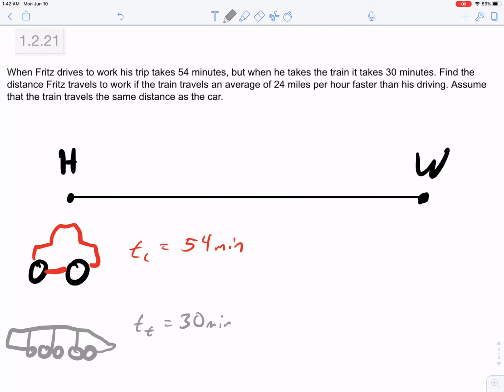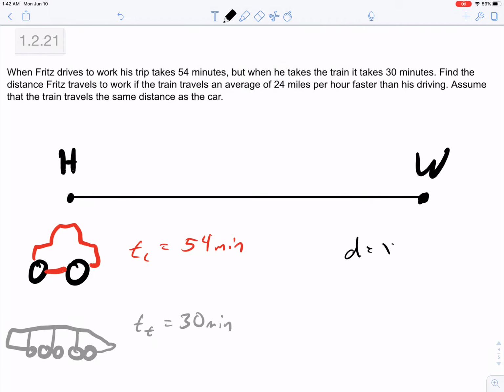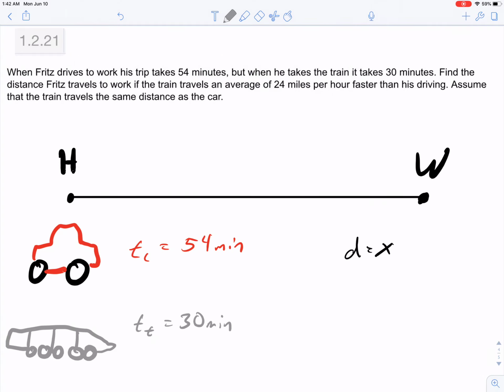Now, we'll talk about that in a moment. It says find the distance. So our unknown, the question is the distance. So the distance is our x. It says find the distance Fritz travels to work if the train travels an average of 24 miles per hour faster than the driving.